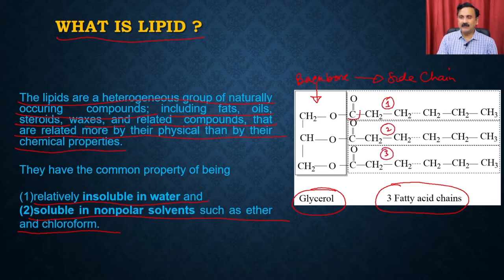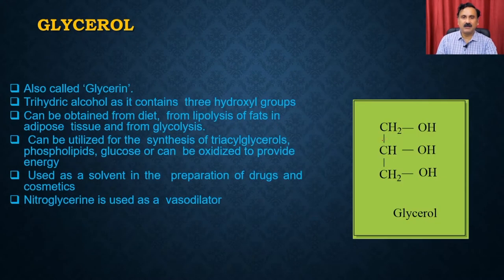And this acid group makes a linkage with the alcohol present on the glycerol, and that's how it forms a lipid molecule. So what you see here is that the three fatty acids are coupled with the three alcohol groups present on the glycerol. Let's understand the backbone and the side chain first. So what is glycerol? Glycerol, also known as glycerine, is a trihydroxy alcohol. Here is the chemical formula of glycerol: CH2OH, CHOH, and CH2OH.